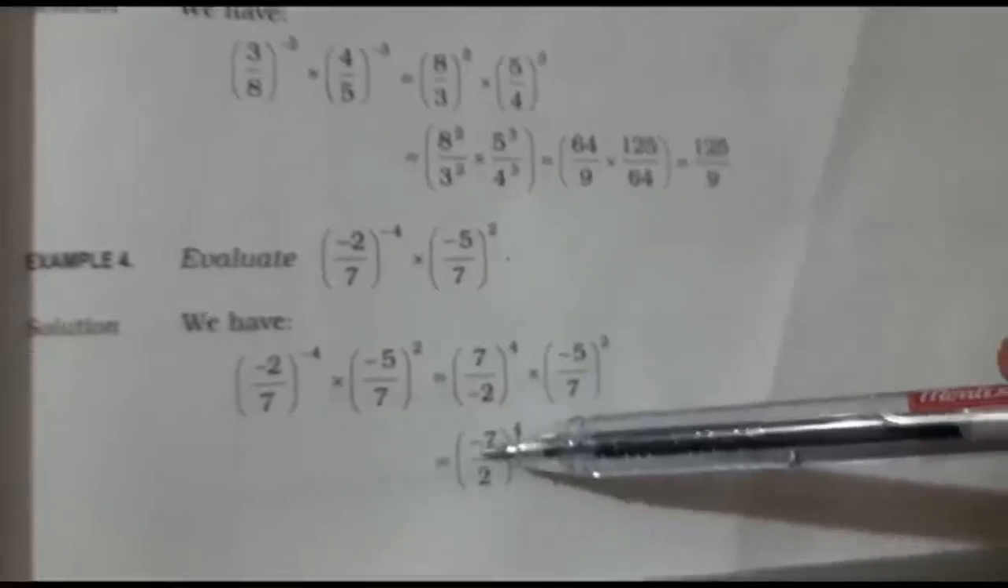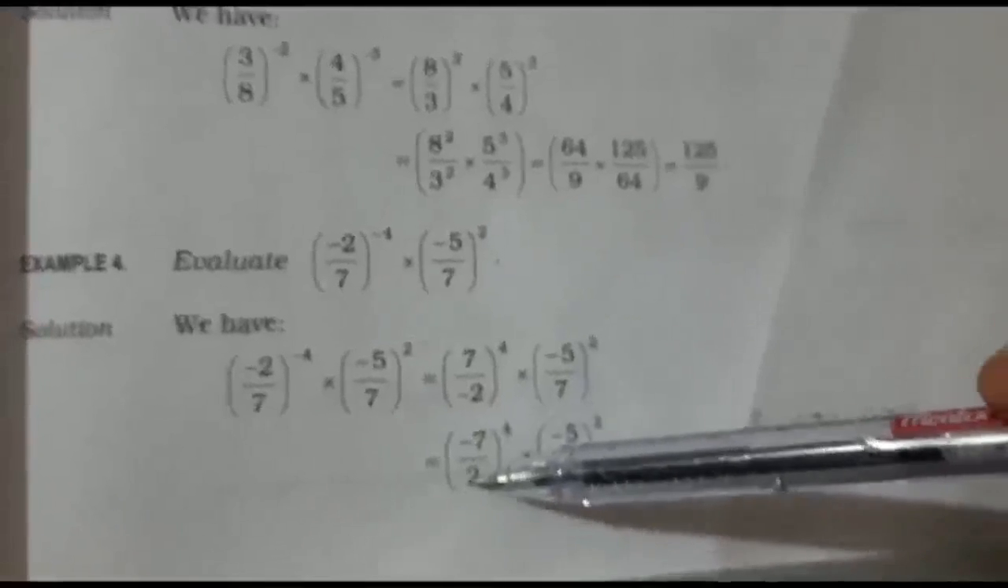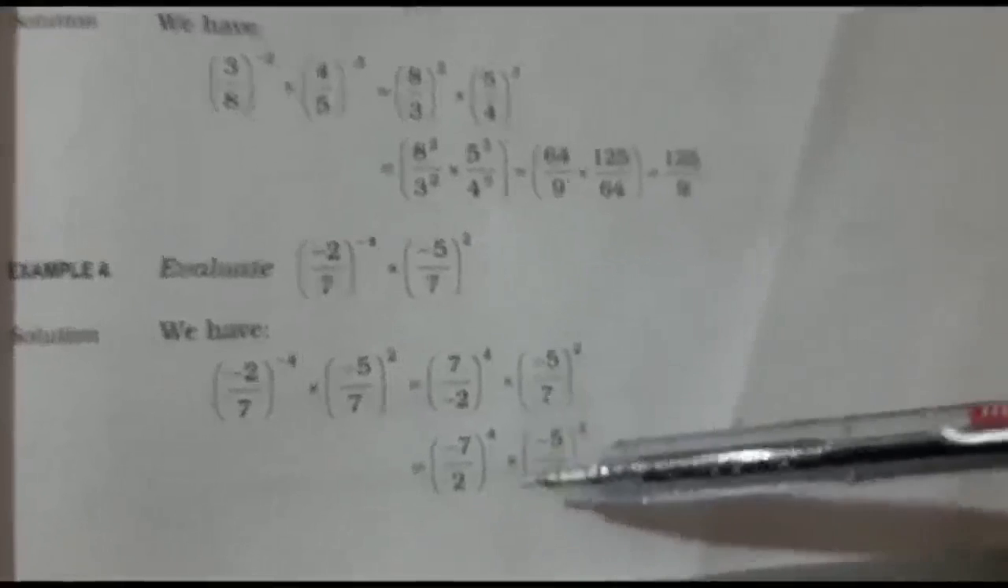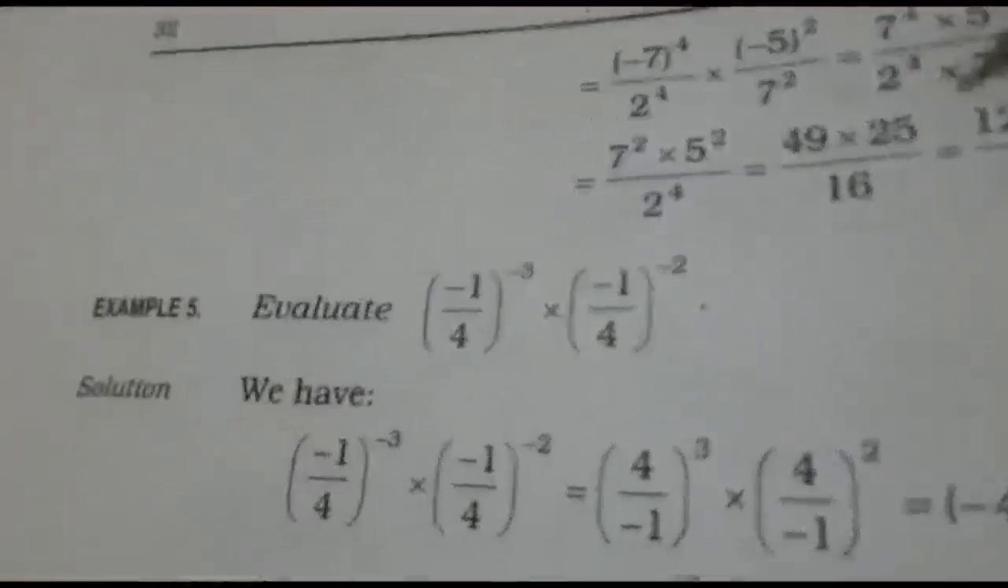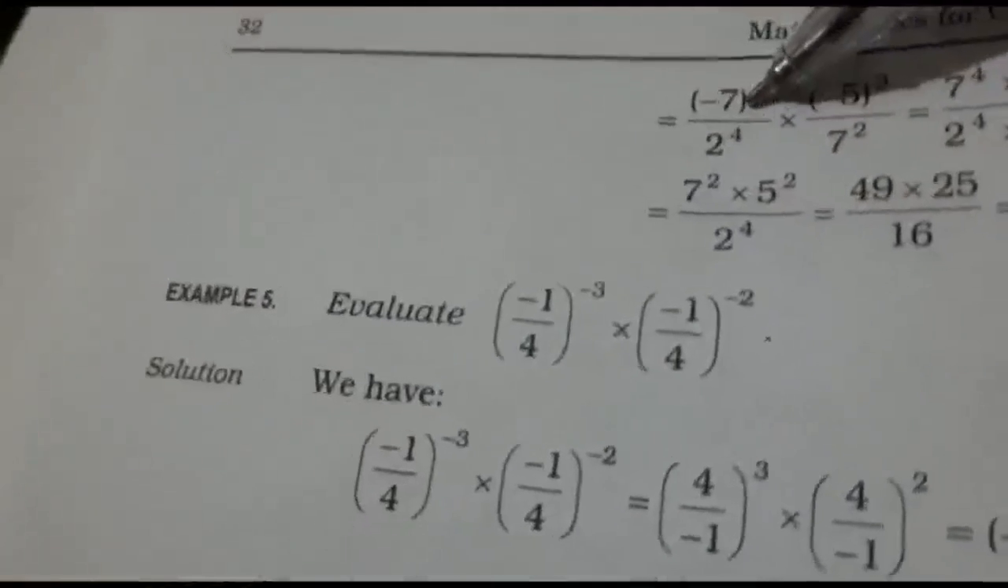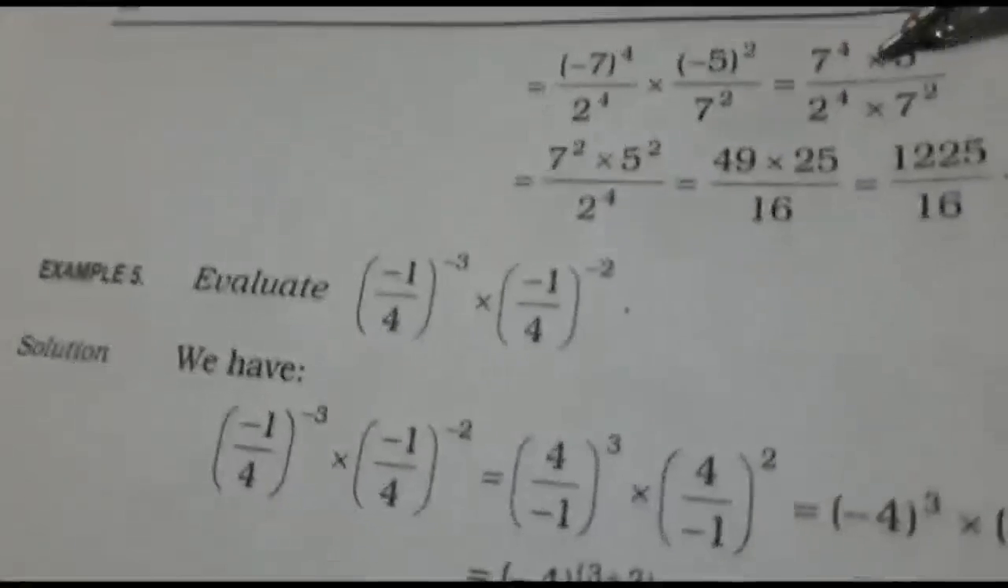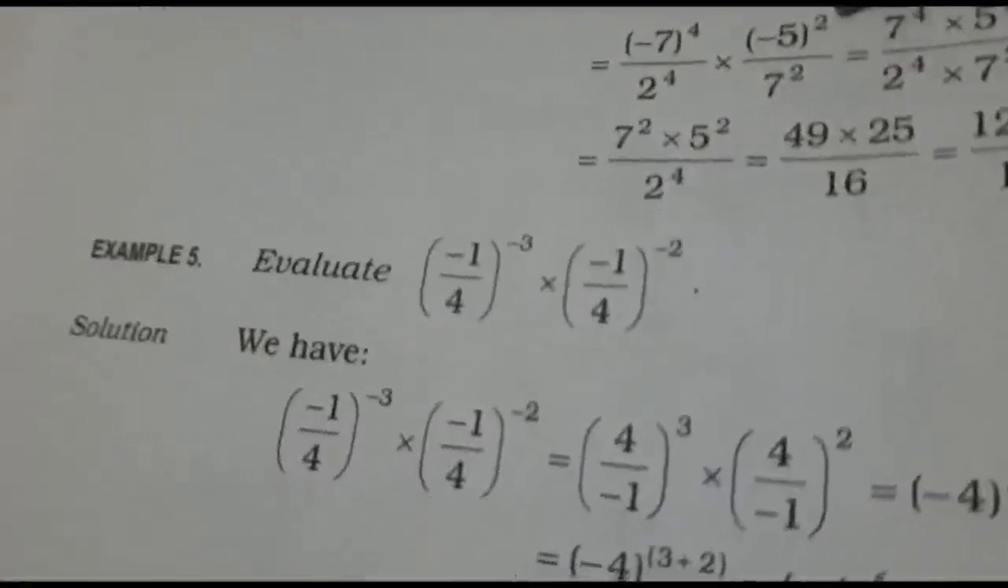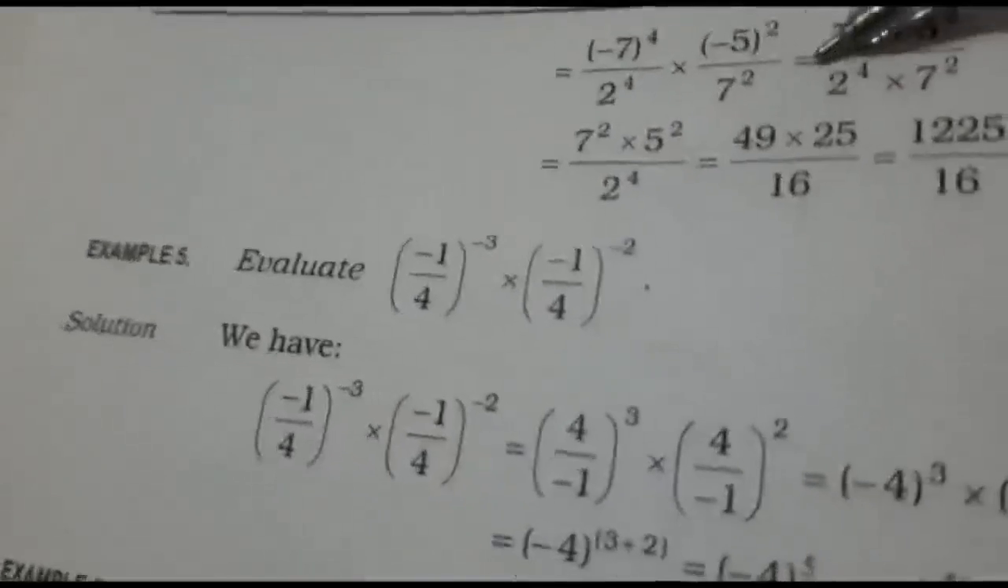Because the negative sign should not be in the denominator, we multiply both with minus 1. So the minus sign goes to the numerator. So it becomes (−7/2)^4 × (−5/7)^2. Now we multiply them. Now once you multiply them, what do we get? We get (−7)^4 and 2^4, into (−5)^2 and 7^2.